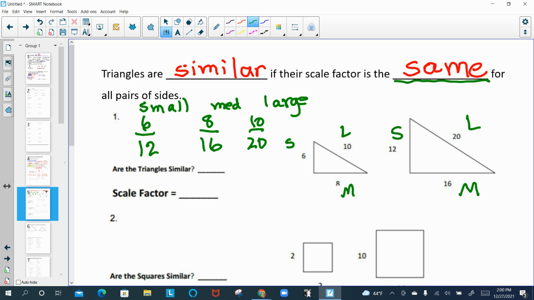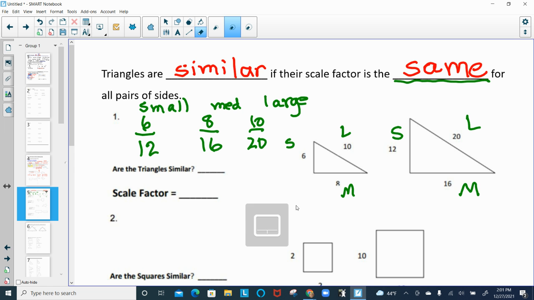And notice how I went left to right each time. I went 6 to 12, I went 8 to 16, and I went 10 to 20. I kept it consistent when I was forming my scale factors. So my scale factors are always small triangle divided by big triangle. Small triangle divided by big triangle. So now I have to figure out, are these the same scale factor?